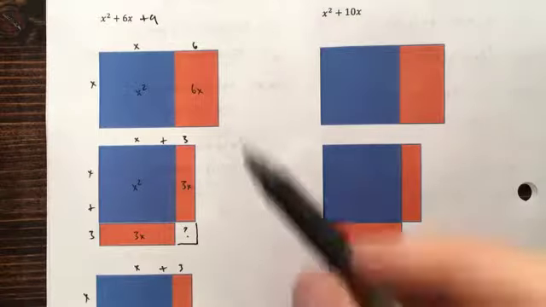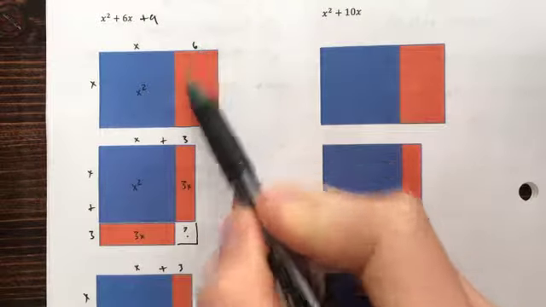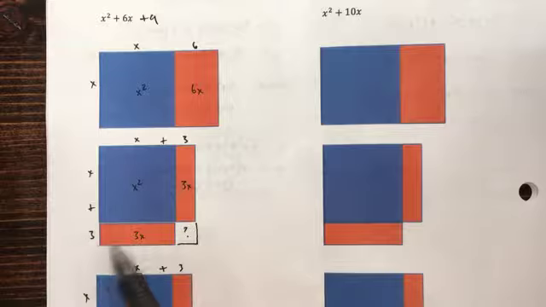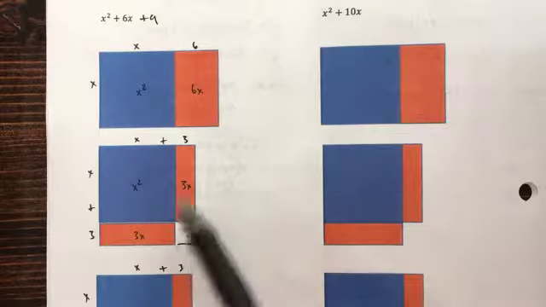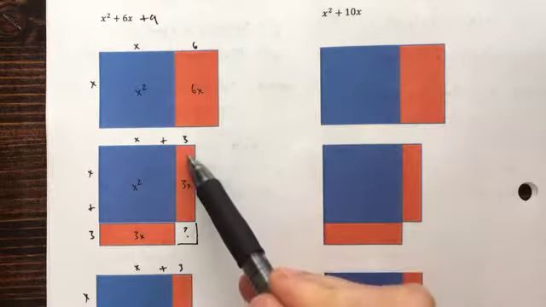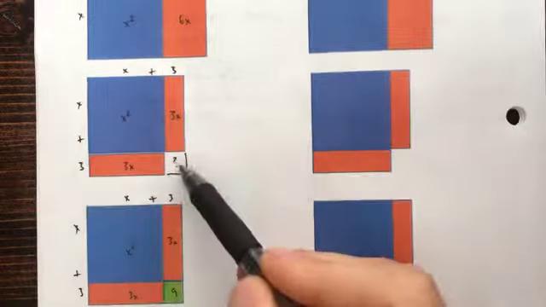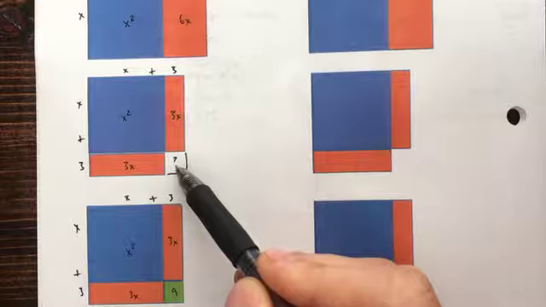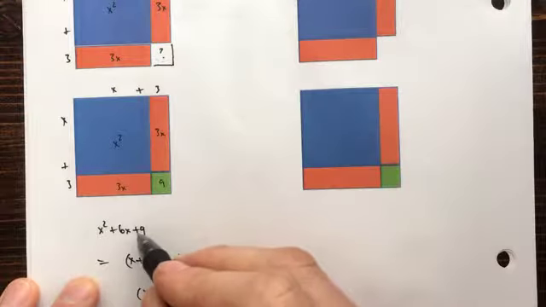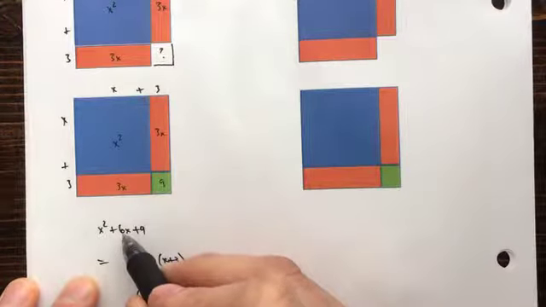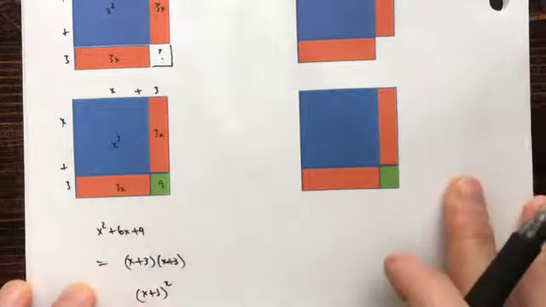But where does that number come from? Well, it's this 6 divided by 2, squared. We took the 6 and cut the 6x in 2 to get 3x and 3x. Then we notice that this is 3 and this is 3, so this is 9, or 3 squared. So the number that we add is always 6 divided by 2 squared, or b divided by 2 squared in general.